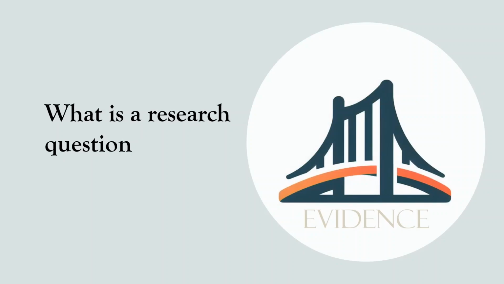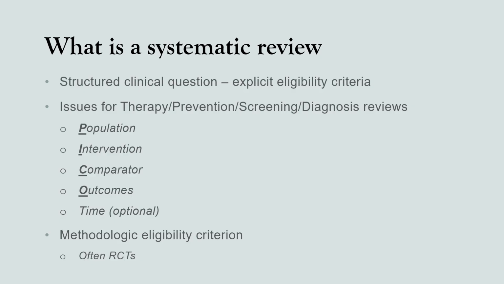In systematic reviews, formulating a structured research question is the first step. Let's explore the components of a structured research question and its significance in systematic reviews. In systematic reviews, formulating a structured research question is essential for guiding the review process and ensuring clarity and focus. So let's start examining the components of a structured research question.